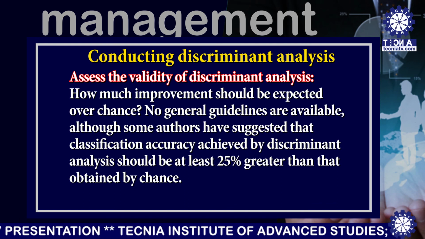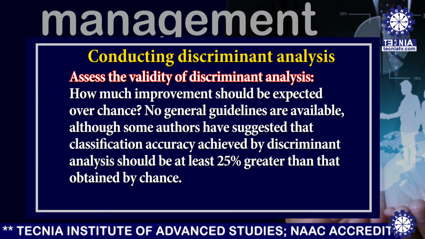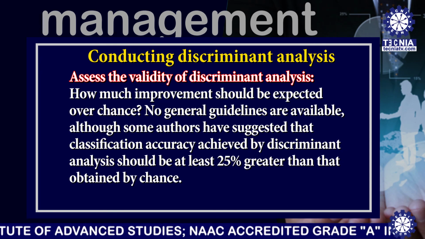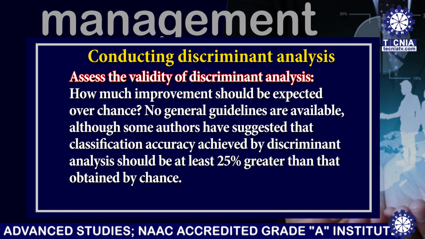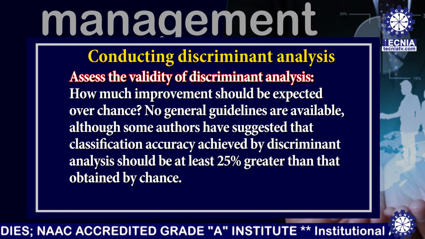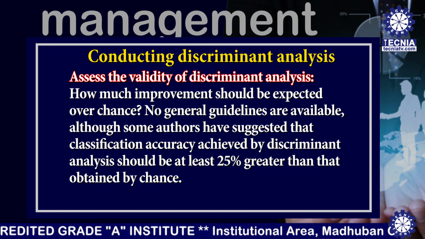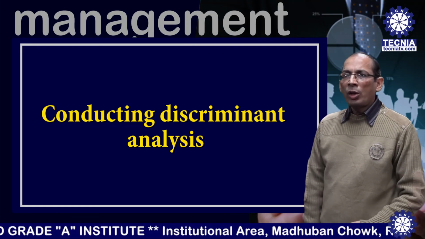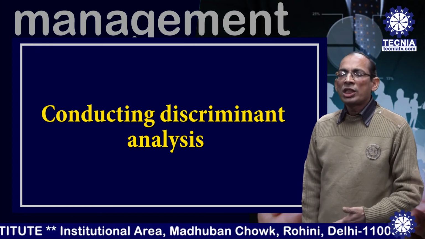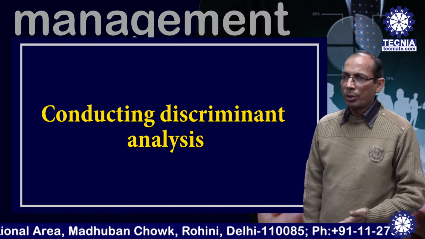How much improvement should be expected over chance? No general guidelines are available, although some authors have suggested that classification accuracy achieved by discriminant analysis should be at least 25% greater than that obtained by chance. This is the end of my lecture, which is the steps in discriminant analysis. Hope you will find it useful.